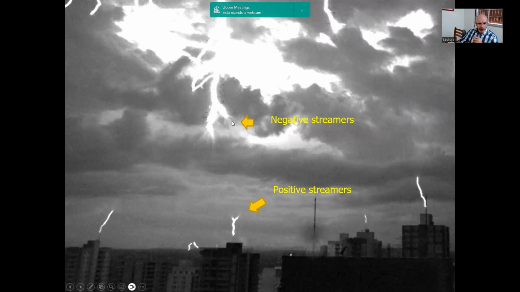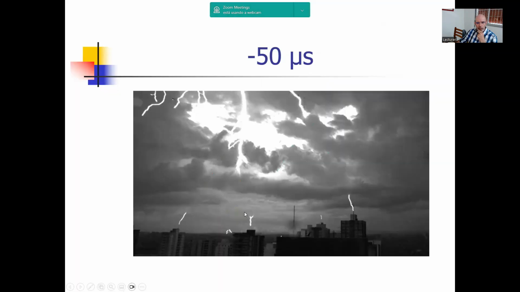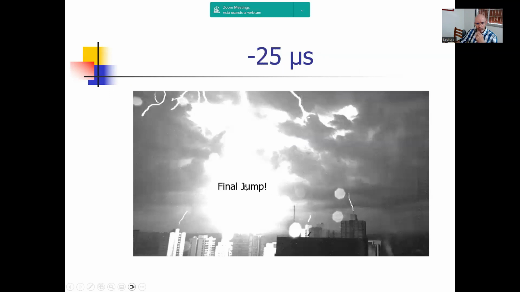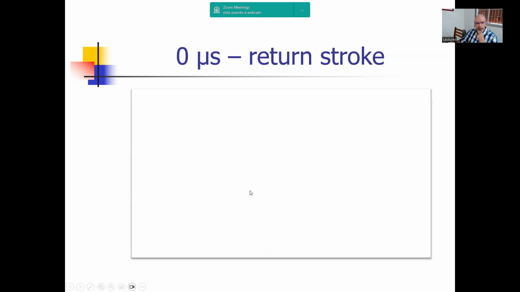And you may see negative streamers at the tip of the downward leader. You may see also positive streamers here. Then you have the final jump and return stroke.